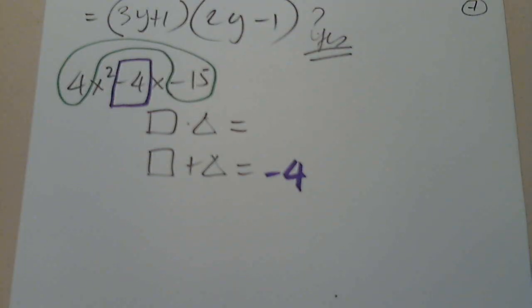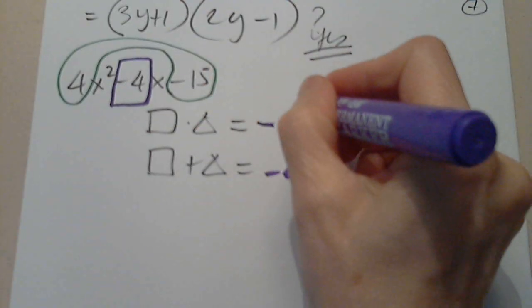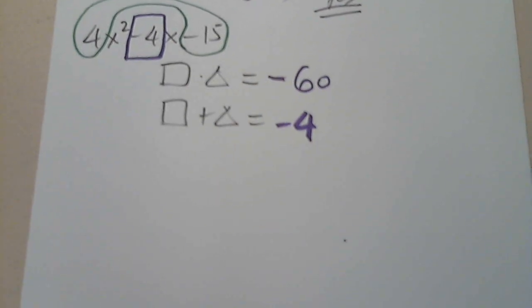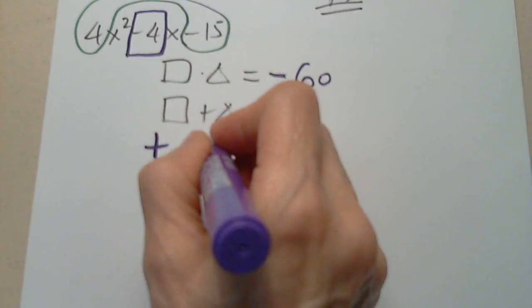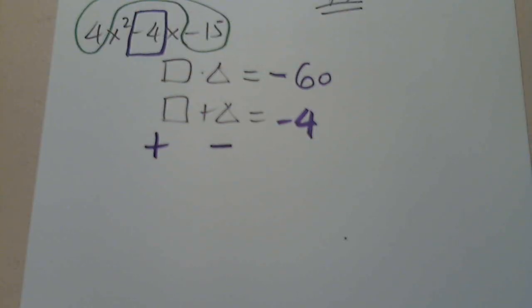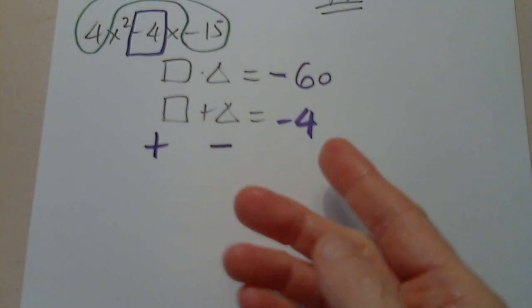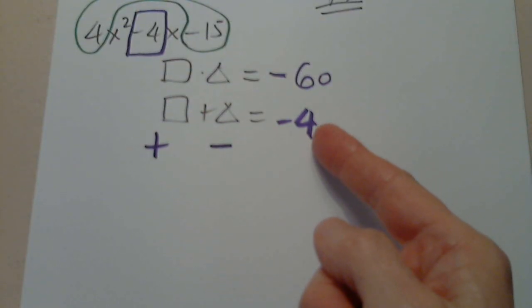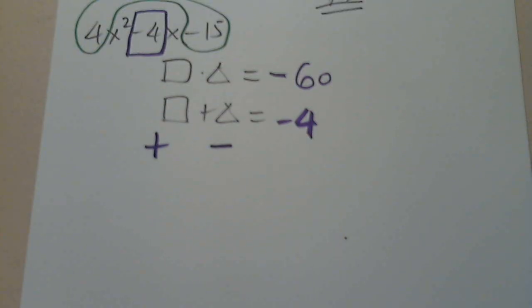Please, anybody? -60? Very good, indeed. The product is negative, so that tells us that we have to have a negative and a positive, and the negative has to be stronger because the sum is -4. So now we have to find two numbers whose product is -60 and whose sum is -4.